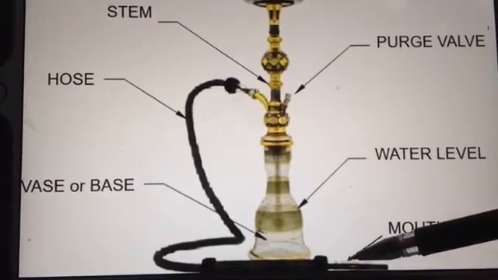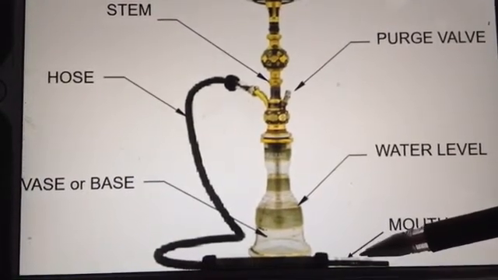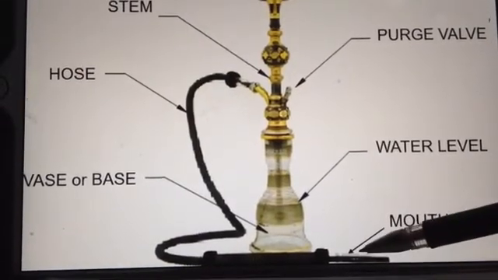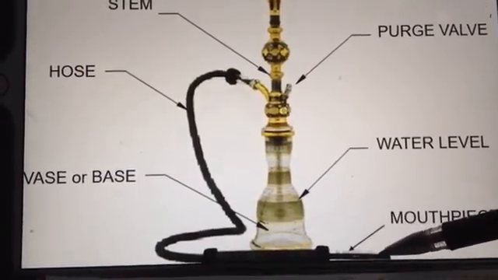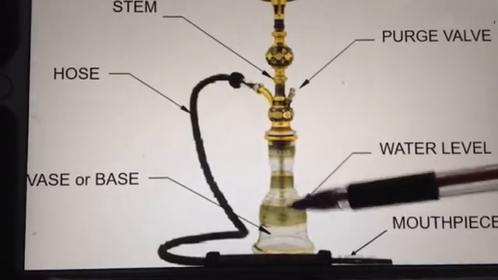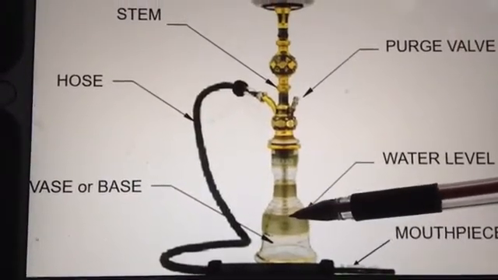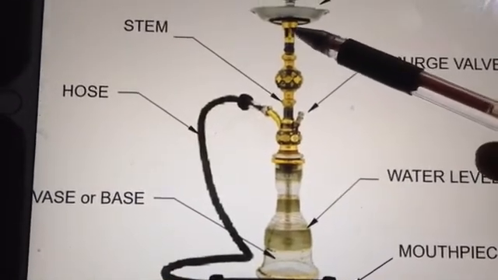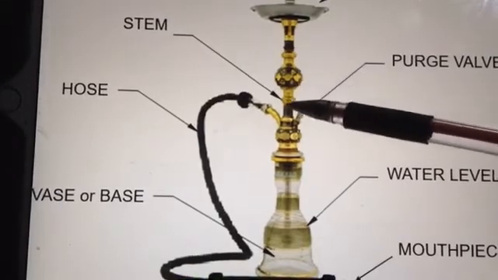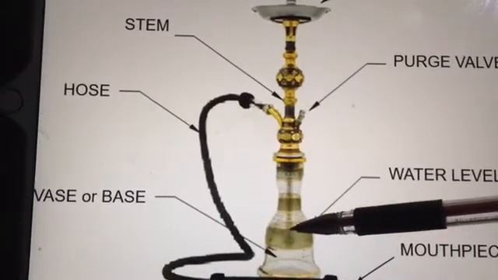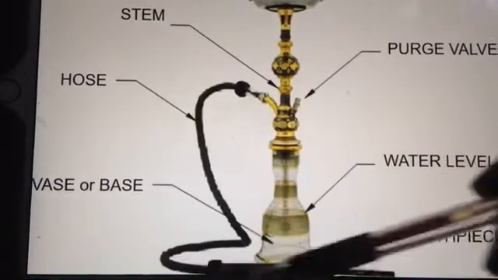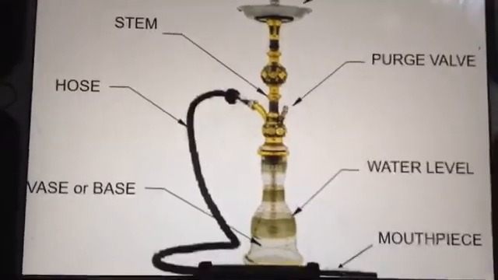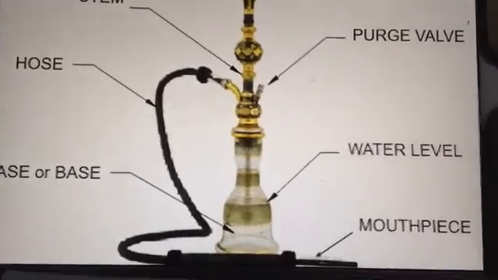Whenever the person inhales or tries to withdraw the smoke, it creates a kind of negative pressure in the base. As a result of this negative pressure, the smoke coming from here goes and mixes with the water, then comes out through this mouthpiece, and then gets into the lungs of the person. So that is how the shisha works.